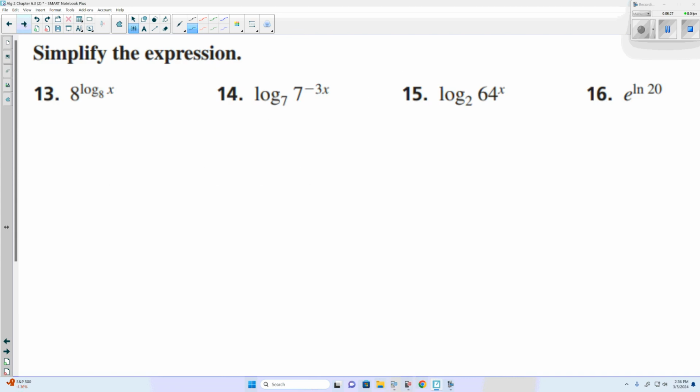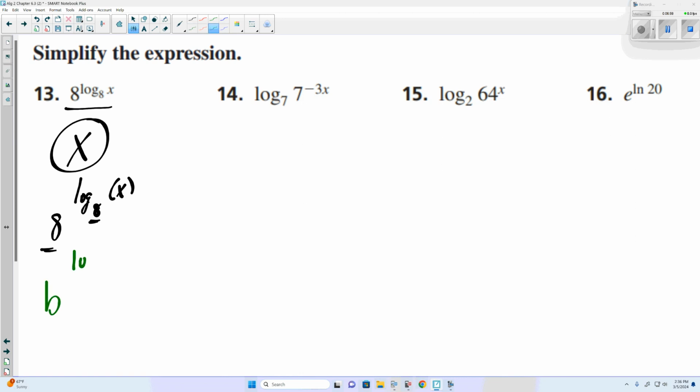All right. Do some more simplifying. 8 to the log base 8 of x is what? Yeah, we can still do it. It's hard to see it like that, but really what it's saying is 8 to the log base 8 of x. Because this is following along with our b to the log base b of x is the number inside.